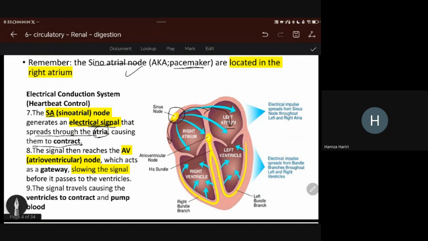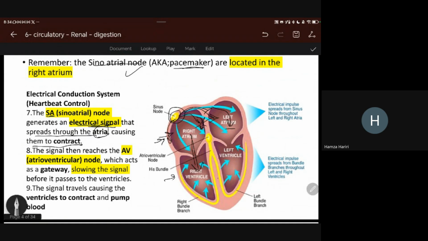We don't want both the atria and the ventricles to contract at the same time. We want either the atrium to contract and the ventricles to relax, or vice versa. So we need to slow down this shock. What helps us in slowing down this shock? It is the AV node. Now when the shock from the sinoatrial node gets produced, it travels into the atriums. When it travels to the atriums, what happens? The atriums contract, and when they contract, they push the blood into the ventricles.